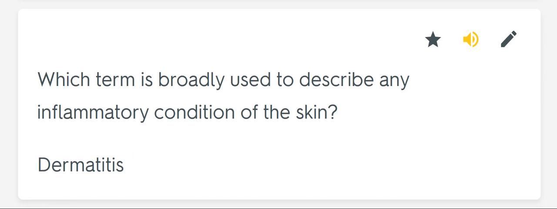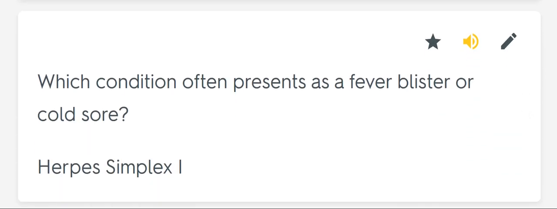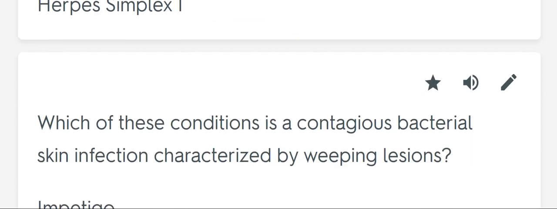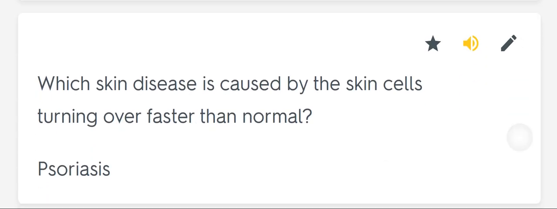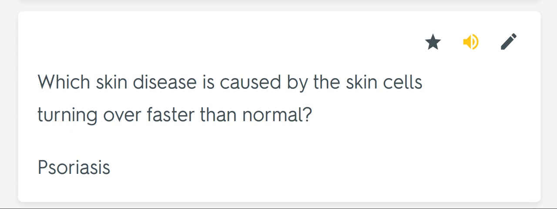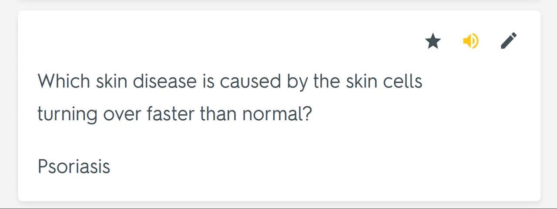Which term is broadly used to describe any inflammatory condition of the skin? Dermatitis. Which condition often presents as a fever blister or cold sore? Herpes simplex I. Which of these conditions is a contagious bacterial skin infection characterized by weeping lesions? Impetigo. Which skin disease is caused by the skin cells turning over faster than normal? Psoriasis.